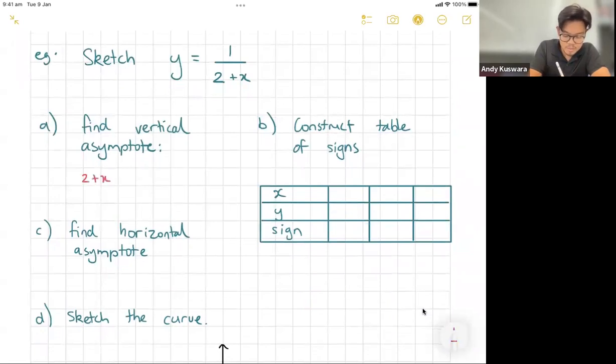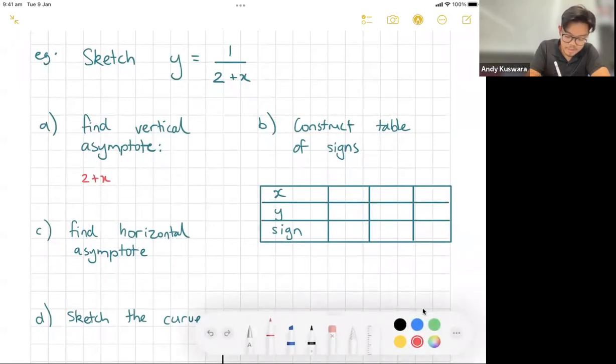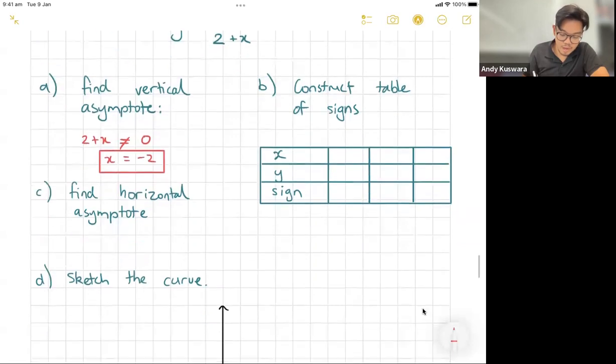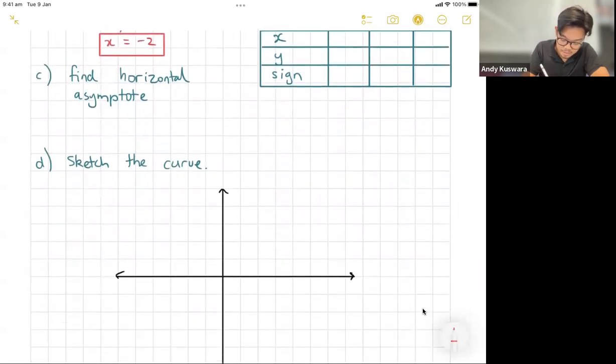So remember, 2 plus x is our denominator, and it cannot equal 0. You cannot have 0 as your denominator. So x would equal -2. There's your vertical asymptote. Now I'm going to start putting things down as I go. So I know that there's going to be a vertical asymptote at x equals -2.